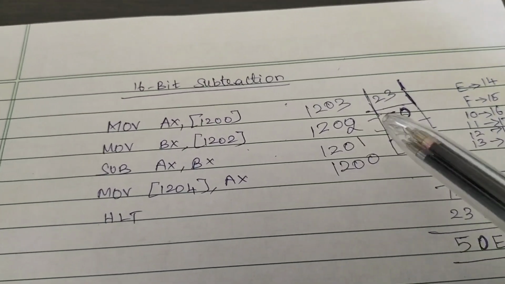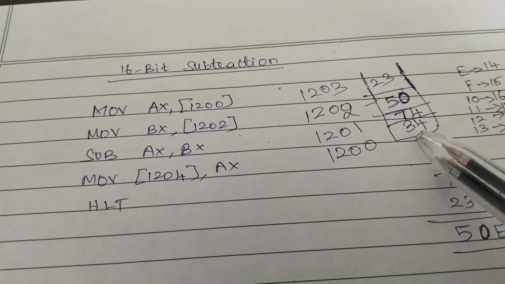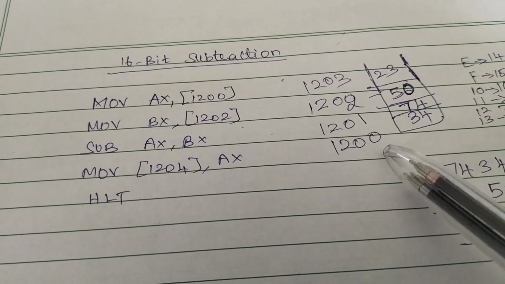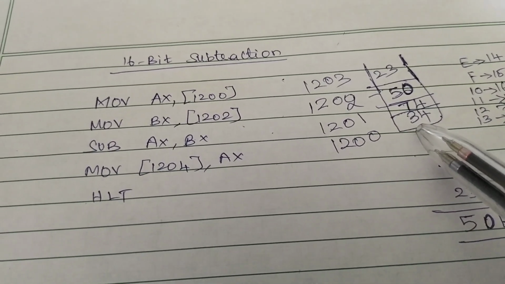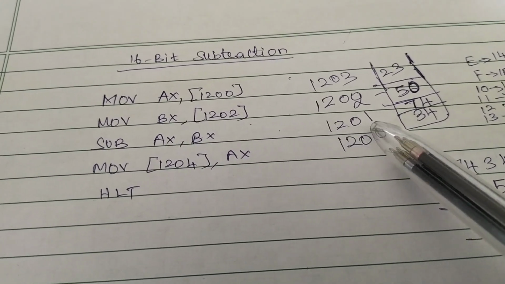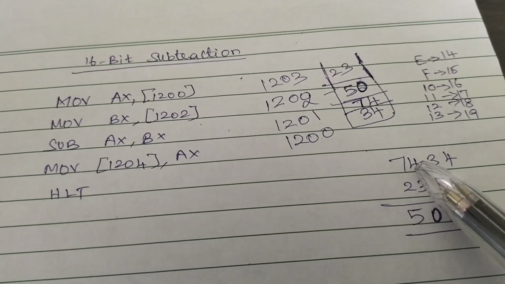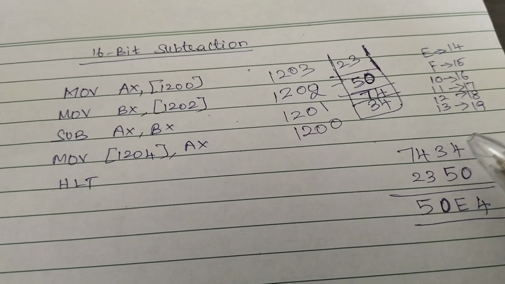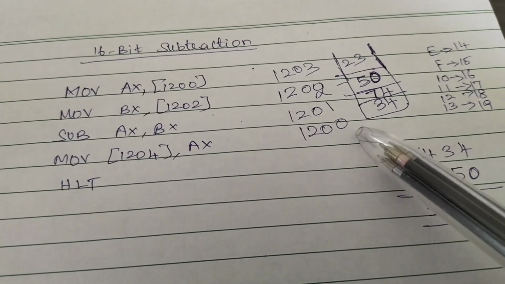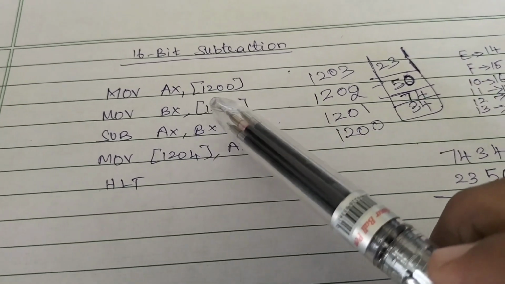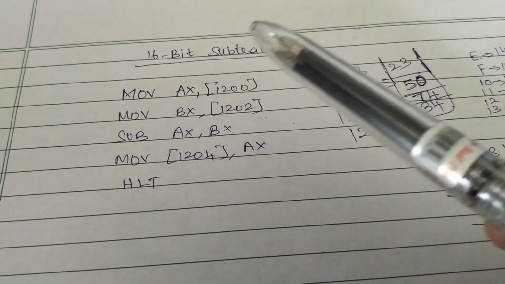Actually in 8086, each and every memory location stores only 8-bit data. So 1200 will carry the lower 8-bit data and 1201 will carry the upper 8-bit data. So that is 7434, the 16-bit data. Whatever data is available in these two memory locations is moved to the AX register.